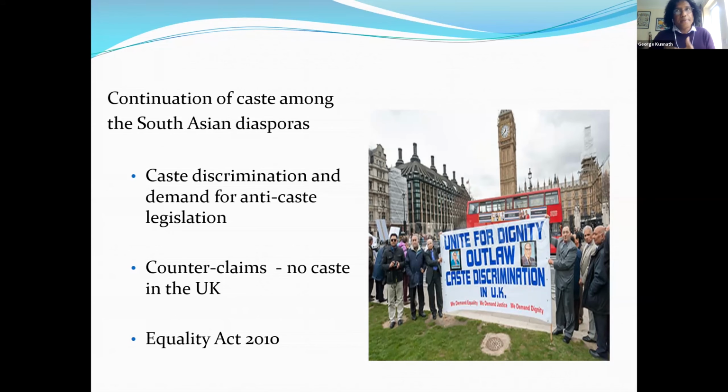There was a lot of debate and discussion, still going on, although the government rejected it in 2018, because there were counterclaims that no caste exists in the UK. So making it part of legislation would reinforce the caste system. These were the kind of counter-arguments. But the issue is still very much alive.